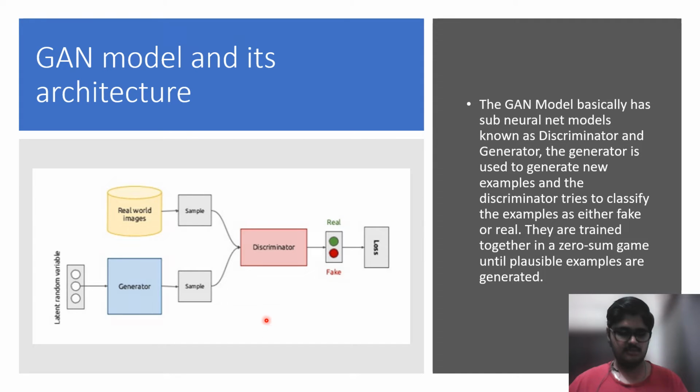Coming to the architecture of a basic GAN model, we have a latent random variable, a generator, samples generated by the generator, and a set of examples taken from real world images, which can be considered as the training dataset, and the discriminator, which we use to classify these examples as either real or fake, and then a loss function to calculate the loss and improve the accuracy of the model.